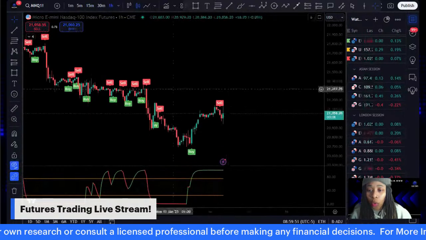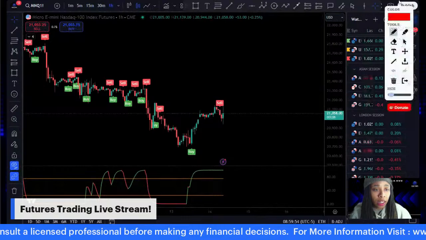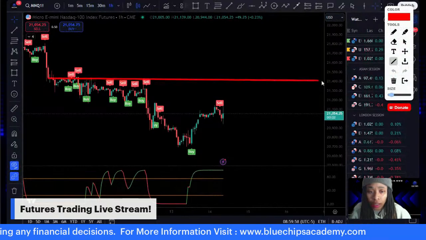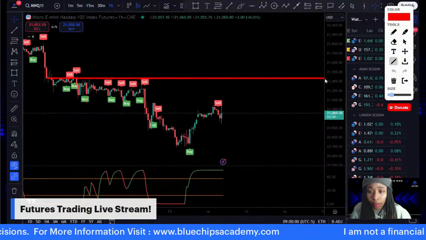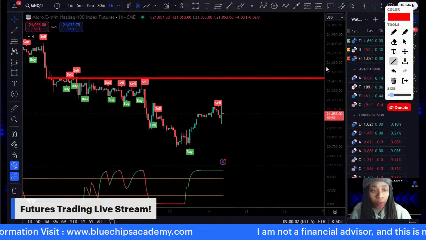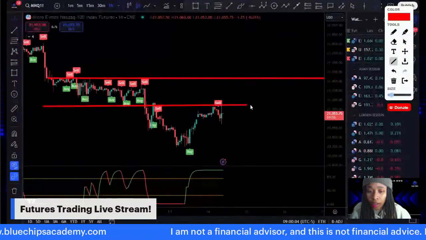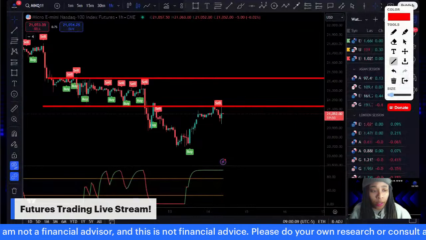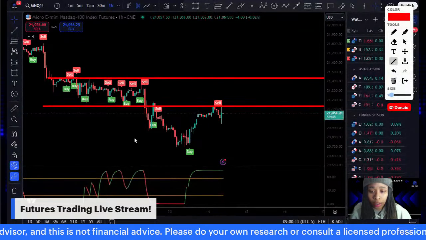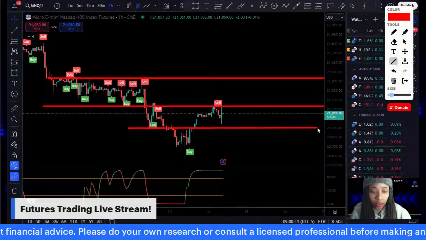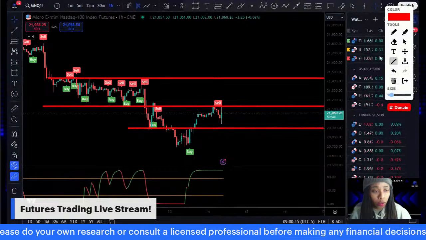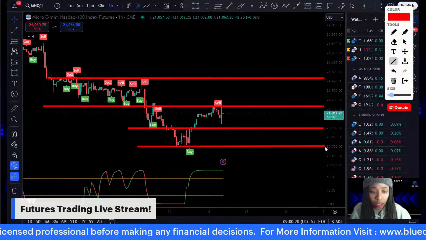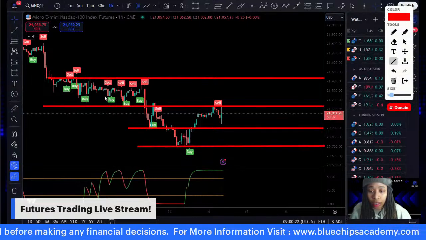All right, so what we see here is a couple of levels right here. So we go here, and then we're going to put another level here, and then we have another level here. So these are the levels that we're looking at for recent price action. These levels are all significant.